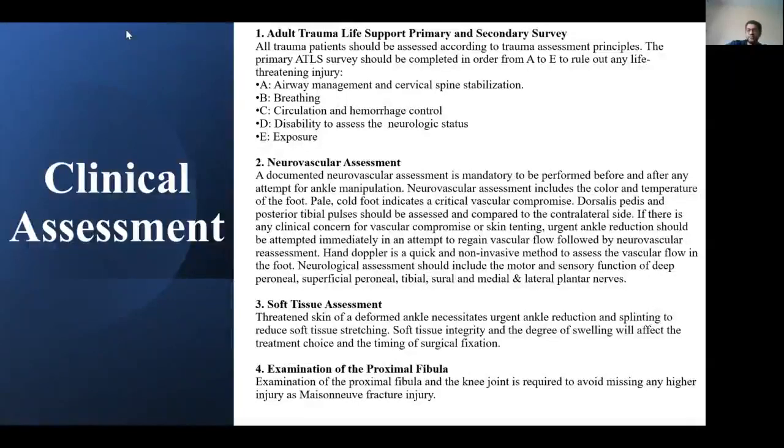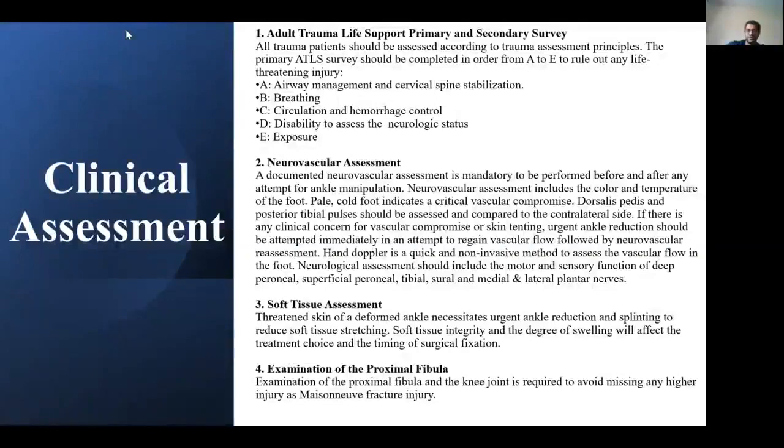If there is any clinical concern for vascular compromise or skin tenting, urgent ankle reduction should be attempted immediately in an attempt to regain the vascular flow, followed by neurovascular assessment. A hand Doppler is a quick and non-invasive method which can be used to assess the vascular flow in the foot. Neurological assessment should include the motor and sensory function of the deep peroneal nerve, superficial peroneal nerve, tibial nerve, sural nerve, and medial and lateral plantar nerves.